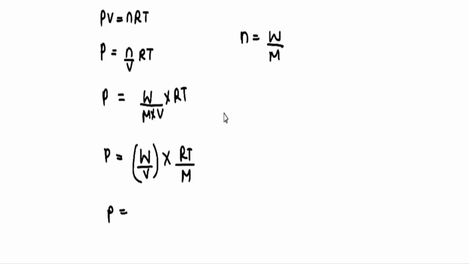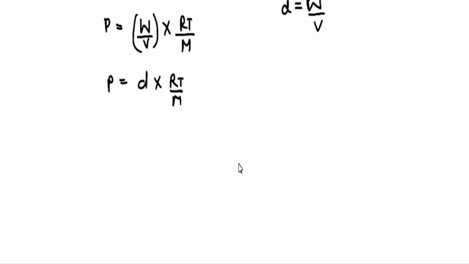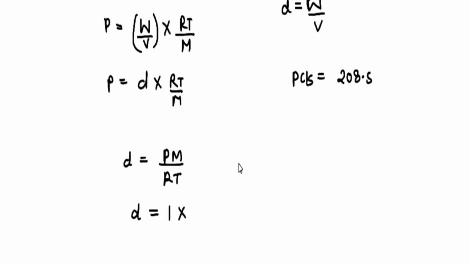We know that density is nothing but mass divided by volume. So in place of W by V we can substitute D, where D is nothing but density. We have to find the density, so arrange it. Density will be PM by RT. So the pressure given is 1 atm, into molar mass. The molar mass of PCl5 is 208.5, so substitute 208.5.